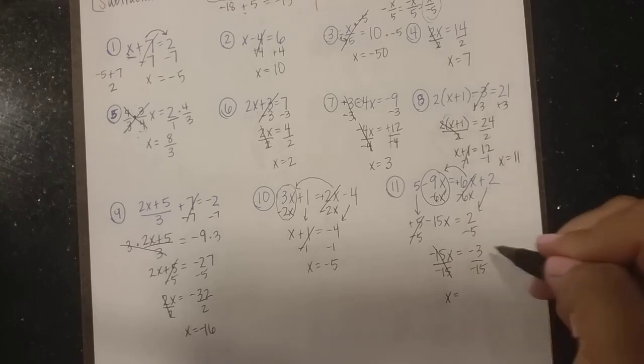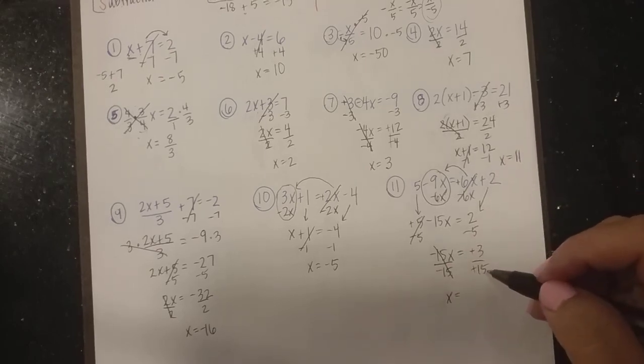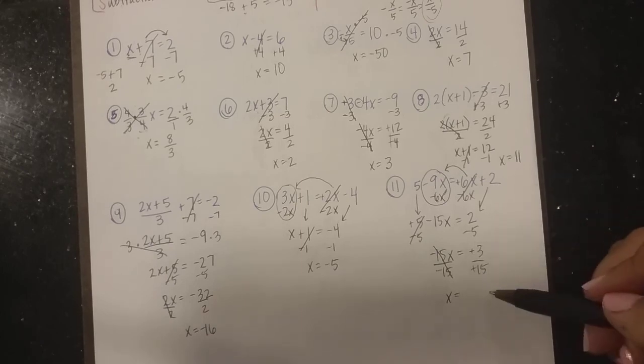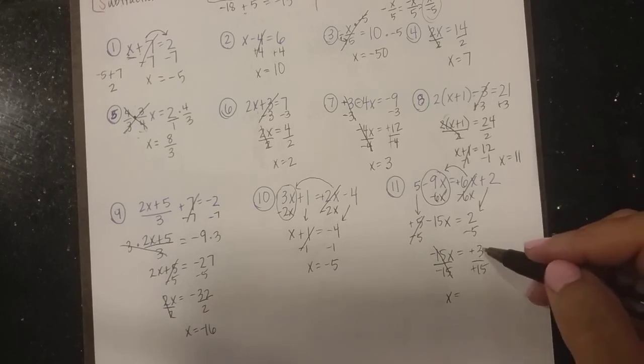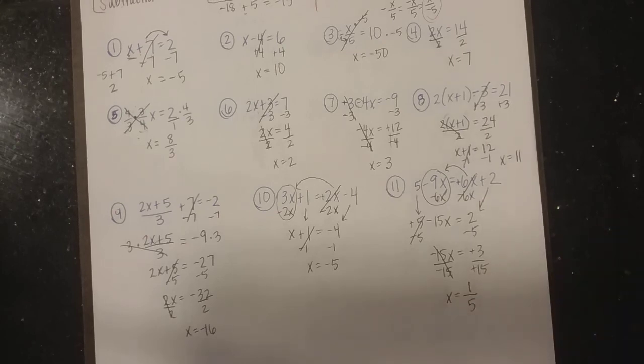All right, so a negative over a negative cancels. But obviously 15 is way bigger than 3. So 15 doesn't go into 3, but I can simplify. 3 goes into both 3 and 15. So if I divide them both by 3, 3 divided by 3 is 1. 15 divided by 3 is 5. So all I did was simplify to get to my simplest fraction.